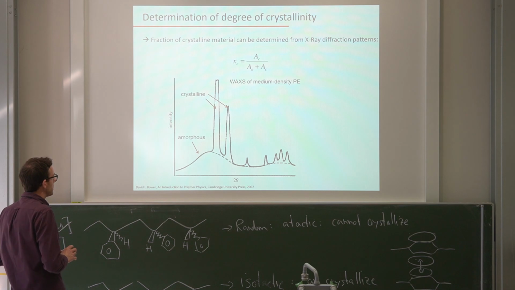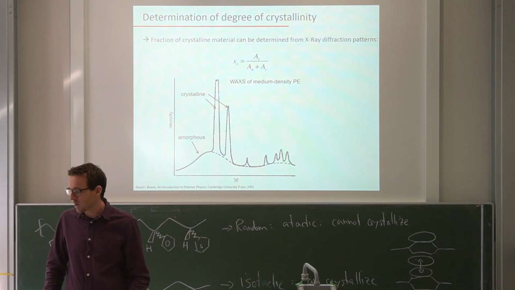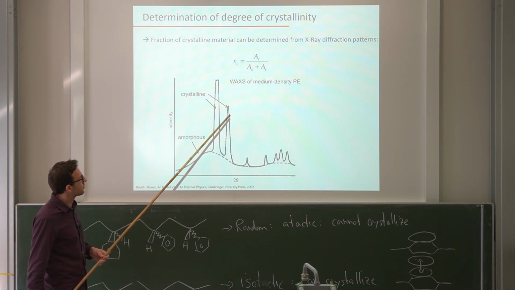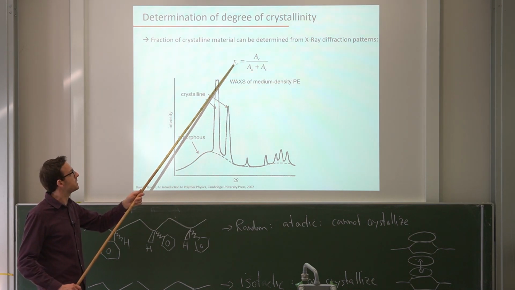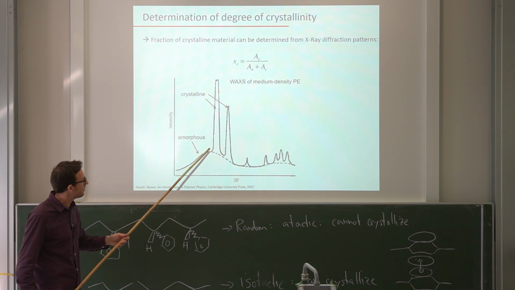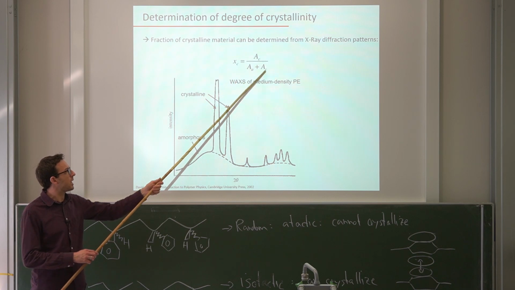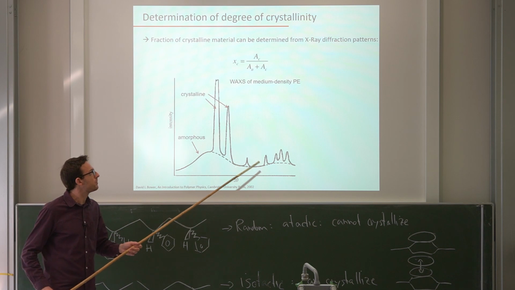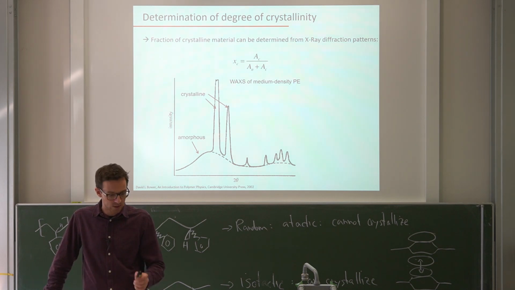Okay, how can we characterize this? So we already mentioned this before. We can use X-ray analysis to actually see the crystals, and then we simply look at the area under the curves of the X-ray diffraction patterns, and we determine the amount of crystallinity, Xc, as the area of the crystalline materials, which would be here, here, here, here, and so on, divided by the total area. So the amorphous area, which is the halo here, and the crystalline area. And this gives us then the crystallinity of polymers.